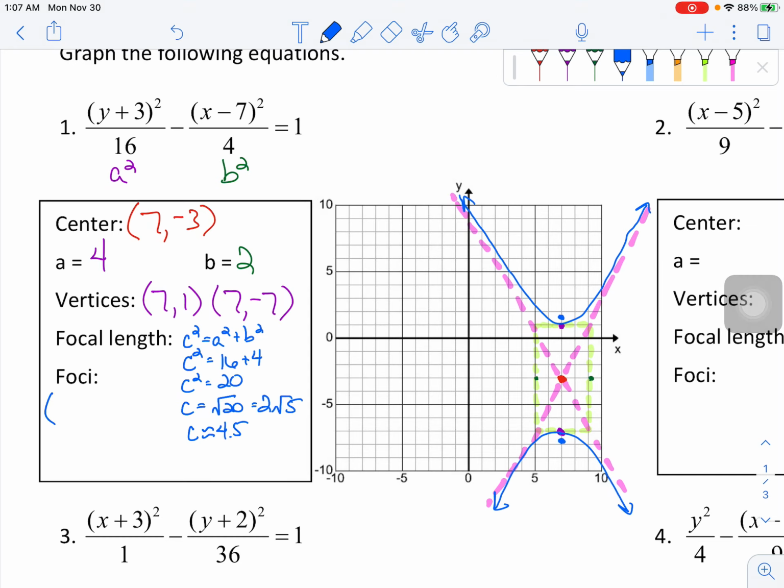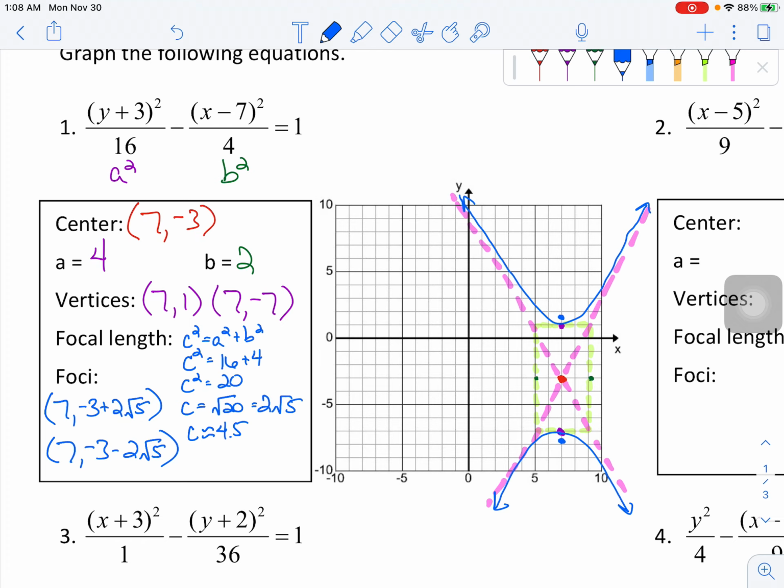All right. So my actual 2 focal points, the x value is the same, but what I'm going to do now is take -3 and I'm going to add 2 root 5 because I want the exact values here. And then I'm going to do -3 minus 2 root 5. And that will give me the exact points for my 2 foci.